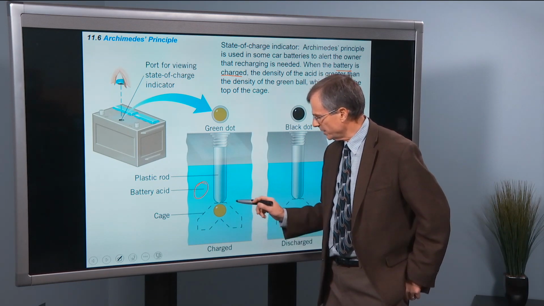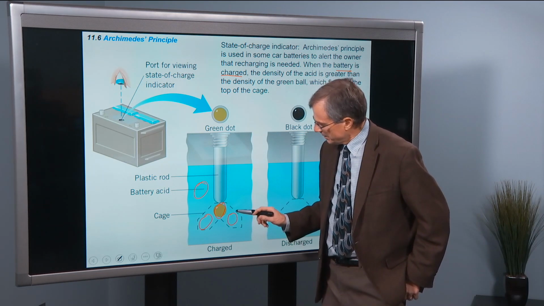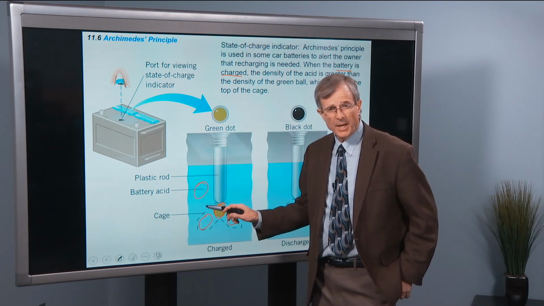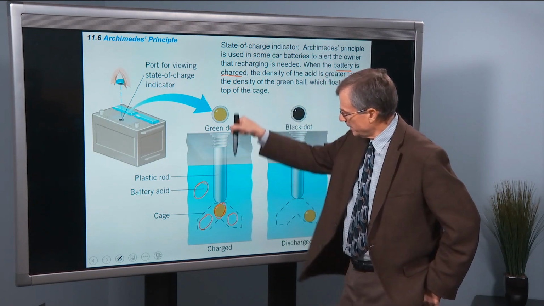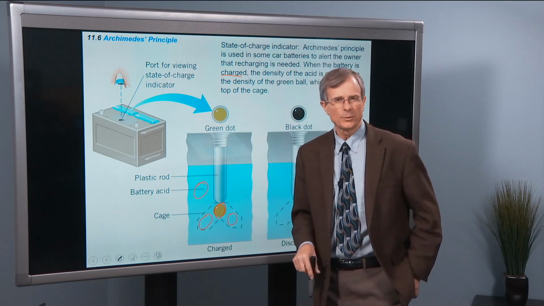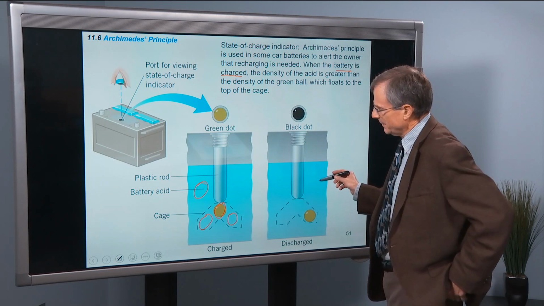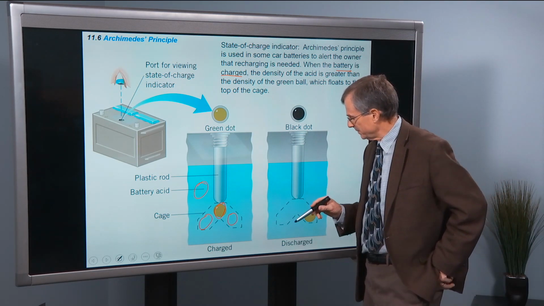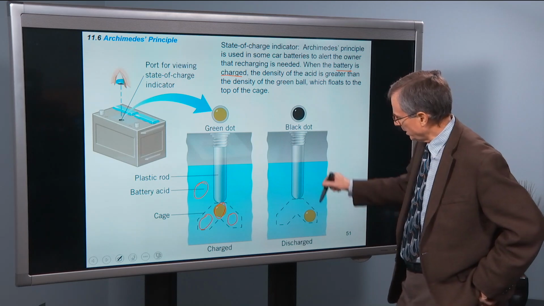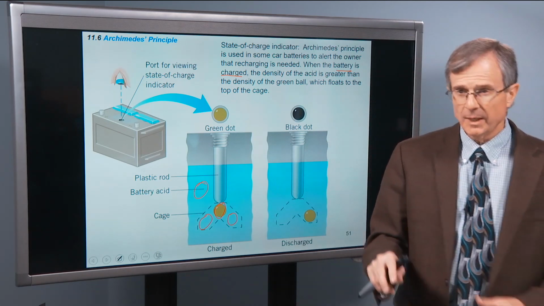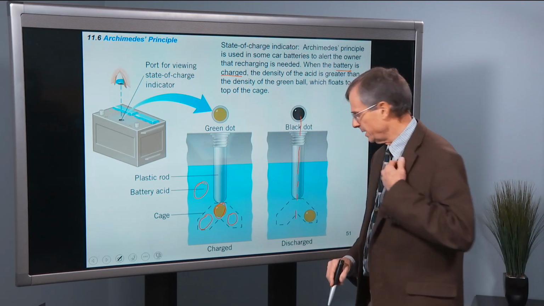This is a little cage here that restricts the ball to either be down here, up here, or over here. But if the mass density of the battery acid is greater than the ball, then the ball will float to its highest point. And that puts it right in line with viewing down through this port. Whereas with a discharged battery, the battery acid is less dense than the green ball, and the green dot sinks and moves out of the field of view. So we're looking down through this and just seeing the fluid in here, not seeing the green ball.